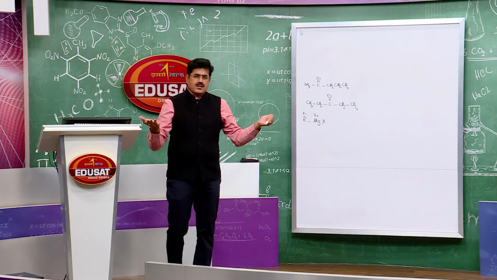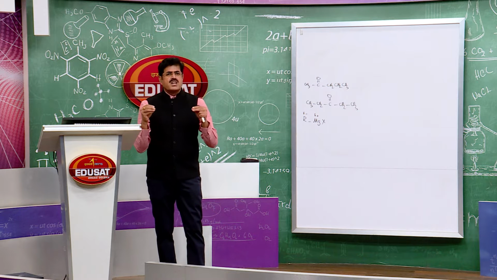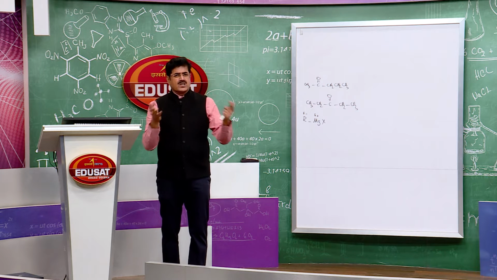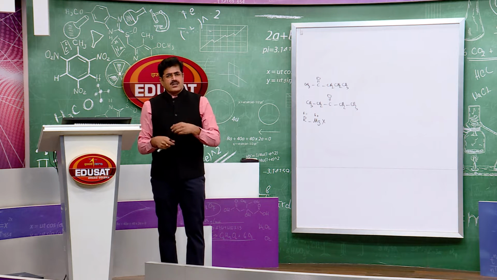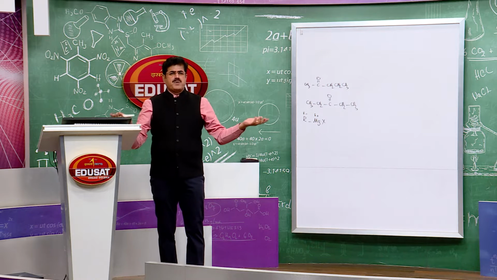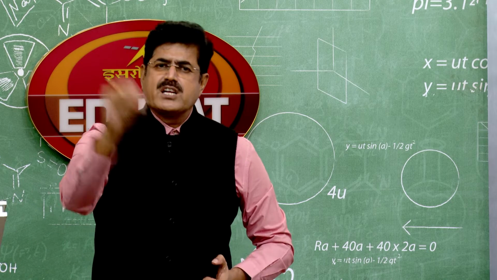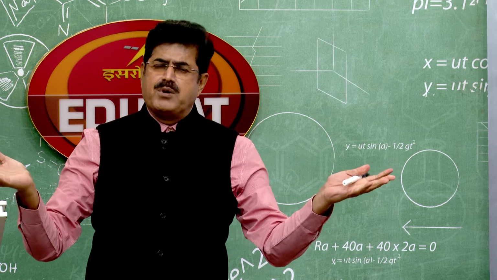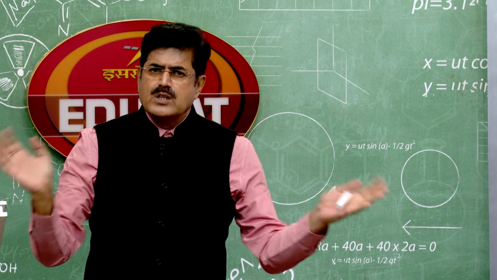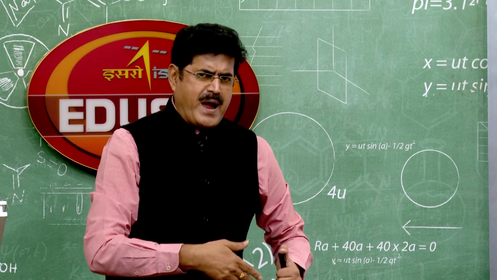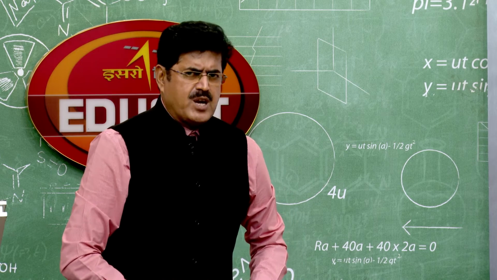Primary alcohol is the alcohol in which OH is attached to a primary carbon, for example, methyl alcohol, ethyl alcohol. Secondary alcohol, OH attached to a secondary carbon. What do you mean by secondary carbon? A carbon attached to two other carbons. Tertiary alcohol, OH attached to a tertiary carbon. What is a tertiary carbon? A carbon attached to three other carbons. So, all three types of alcohol can be prepared by addition of Grignard reagent to carbonyl compounds.